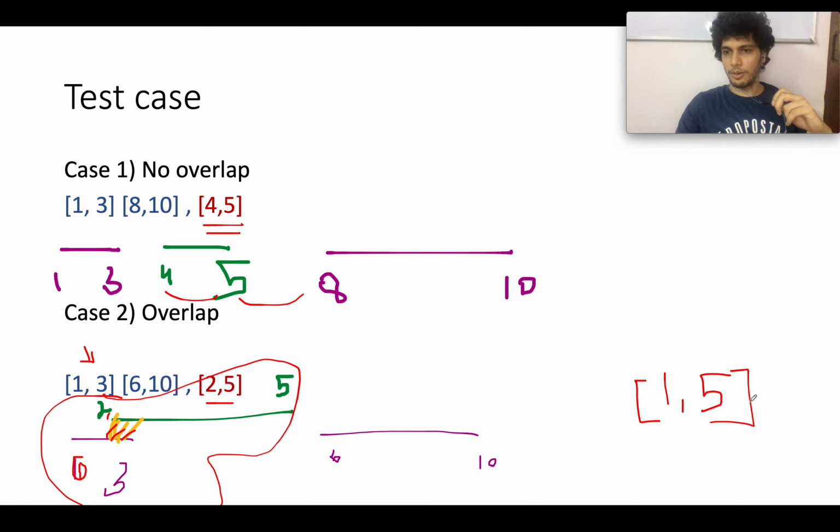So you got 1 comma 5, and you compare it with the next element in the array, 6 comma 10. 6 is greater than 5, which is not an overlapping condition, and you simply add it to your result. So 6 comma 10. Hence the output turns out to be 1 5 6 10.